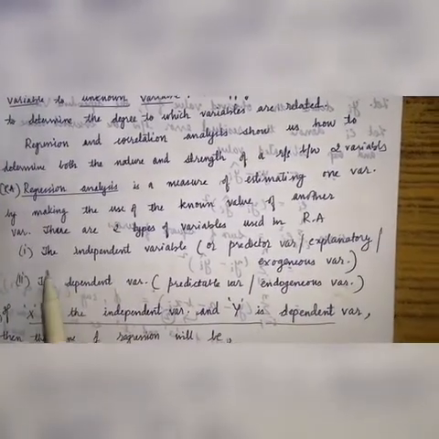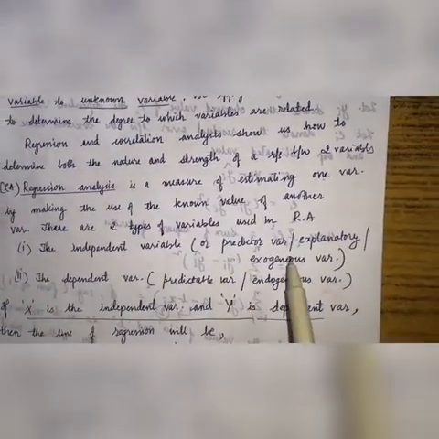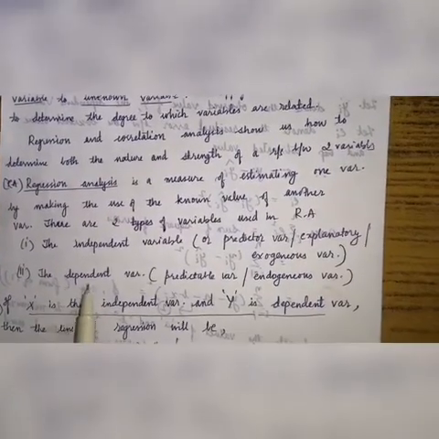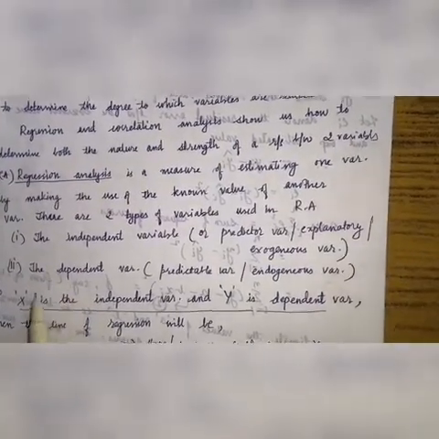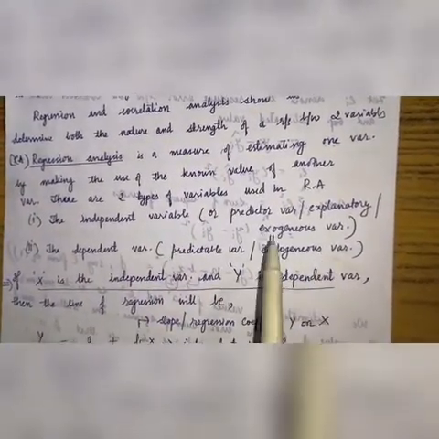There are two types of variables in regression analysis. The first one is the independent variable. It is also called the predictor variable, explanatory variable, or exogenous variable. The second type is the dependent variable, which is called the predicted variable or endogenous variable.